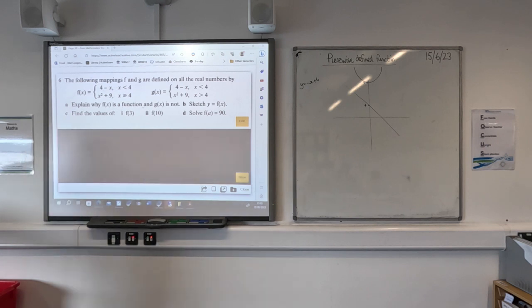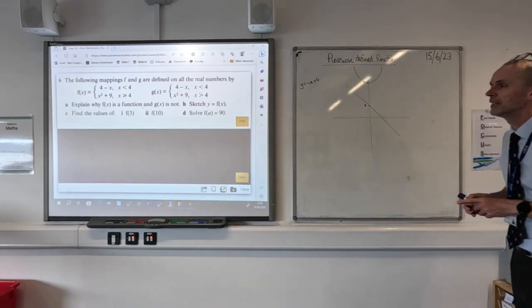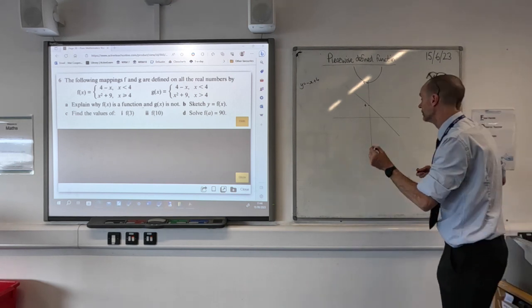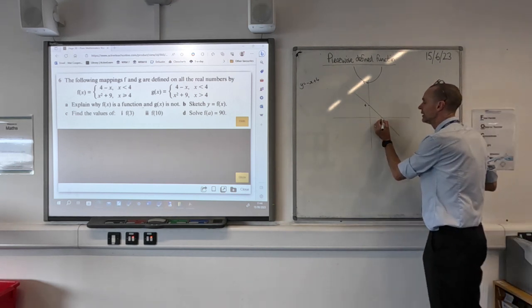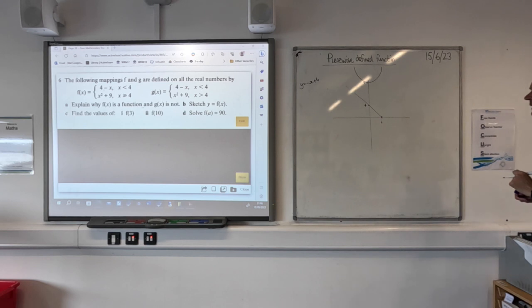So f of x, I've sketched the two graphs sort of normally. When x equals 4, the first graph is 0. So this is going to come down to 4, but of course it can't be 4, so it's going to look like that. And with the second function, when x is 4, you get 16 plus 9, you get 25.